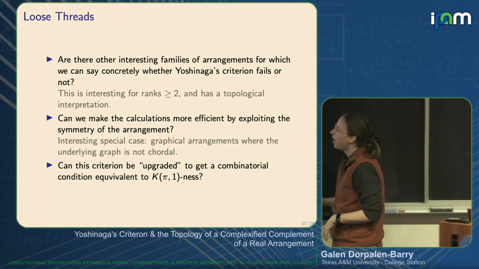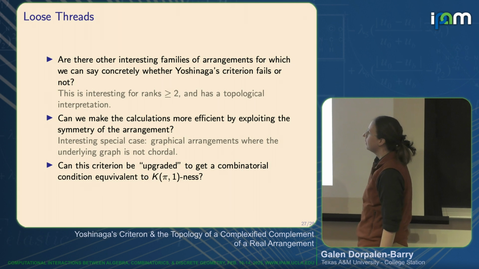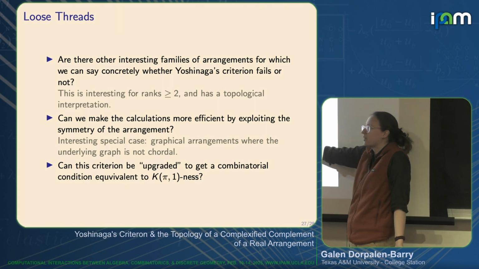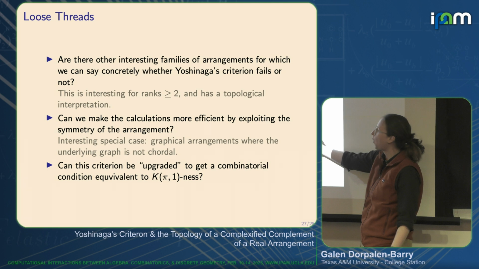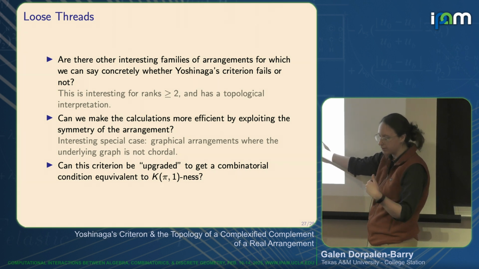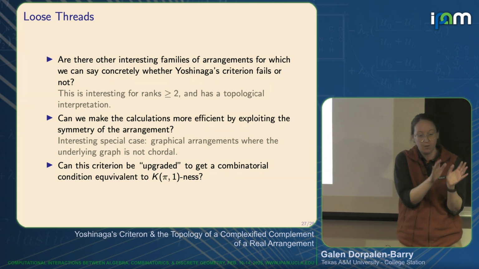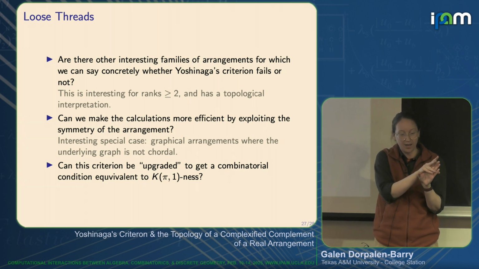A lot of them have to do with actually computing things. So the biggest question is, can you upgrade Yoshinaga's criterion to get an equivalence condition? We know that it goes one direction, can you make it equivalent?